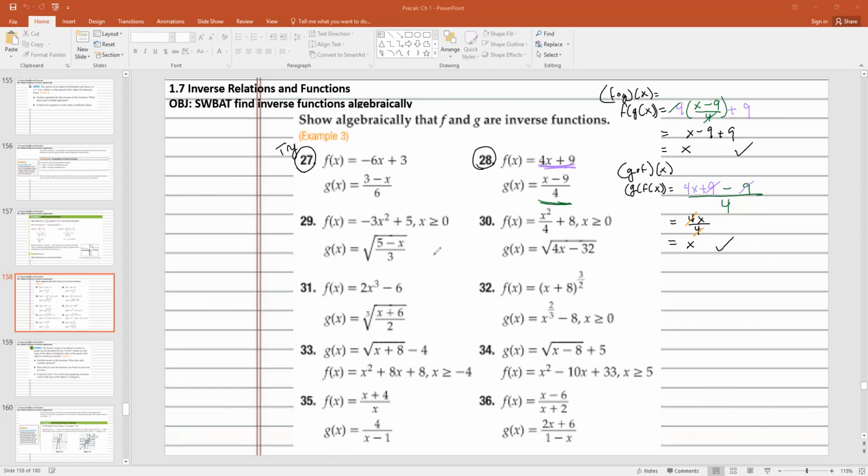Let's try one more. Let's do 30. If you want to, you could try 29. You don't need to. No, I didn't do these ahead of time, so hopefully I don't mess up. All right, so this is 28. And let's do 30.